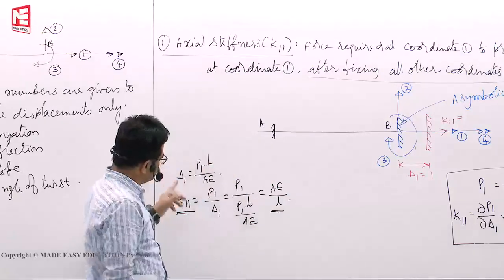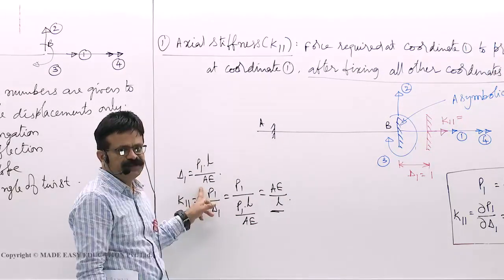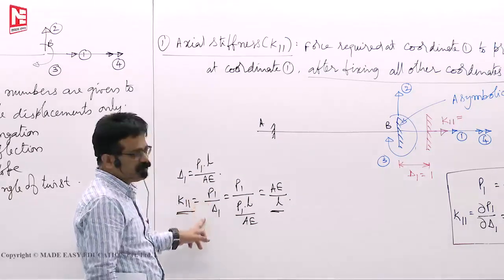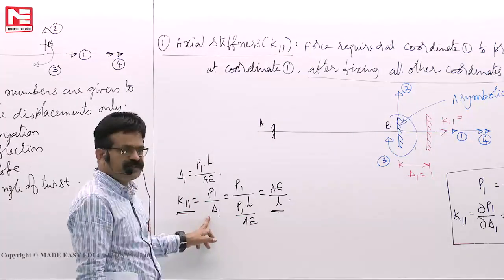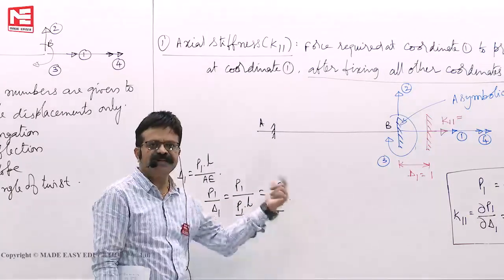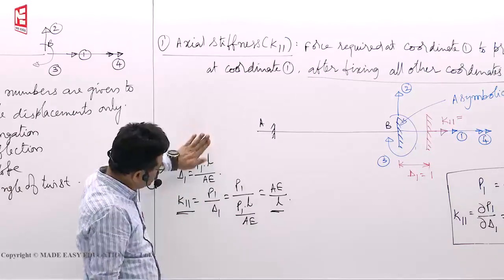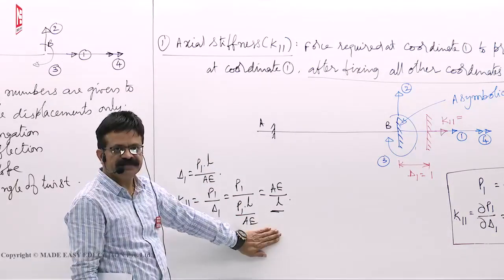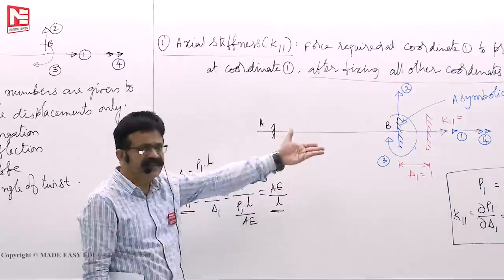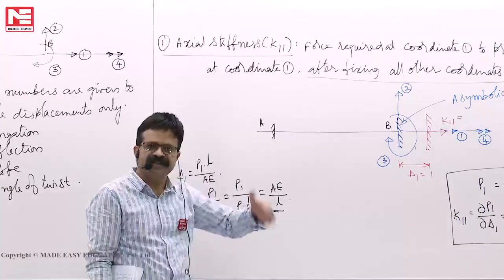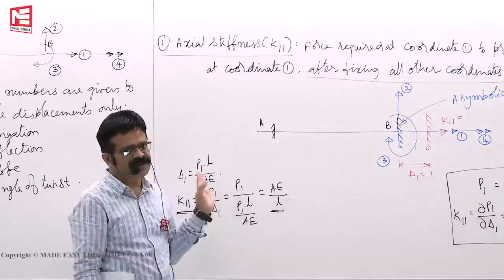Waste the time. So delta 1 is P1L by AU, we know. Then K11 means P1 by delta 1, the force required to produce unit displacement, AU by L. Directly we get it. So in 2 minutes time, your task is only this much. You don't have to find the strain energy in terms of displacement, differentiate twice and waste the time, not required.